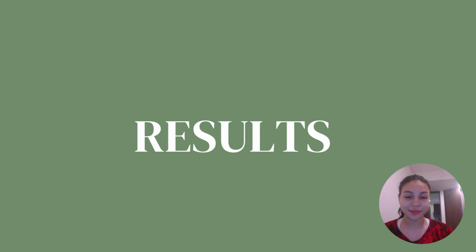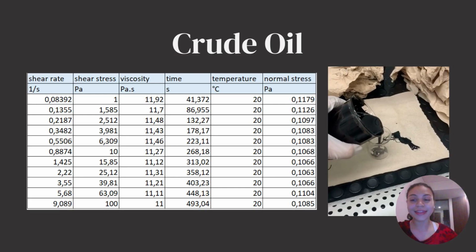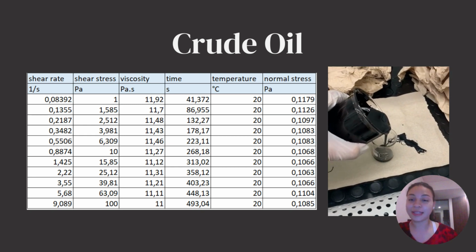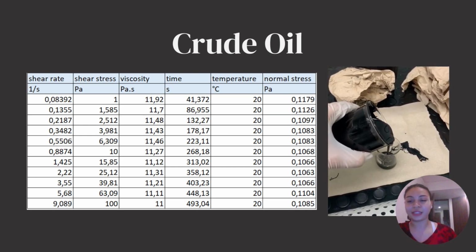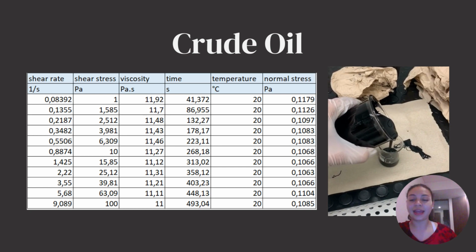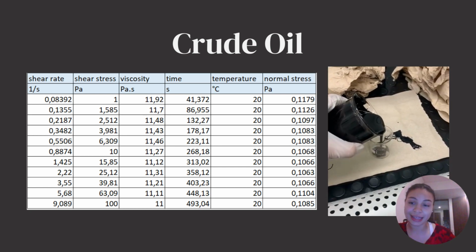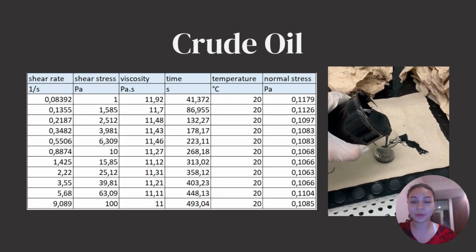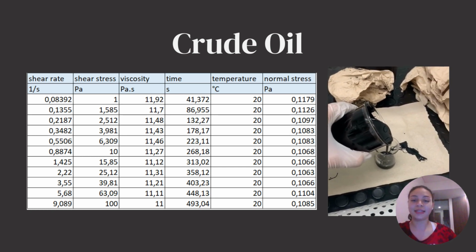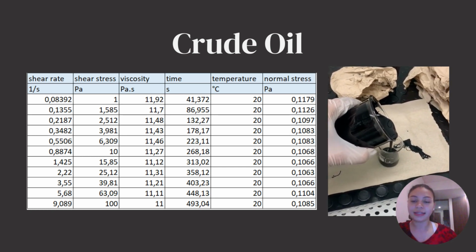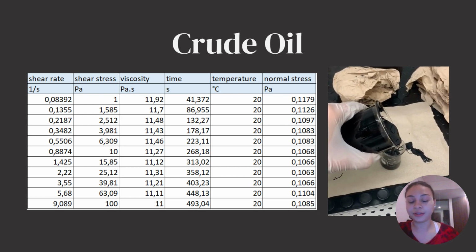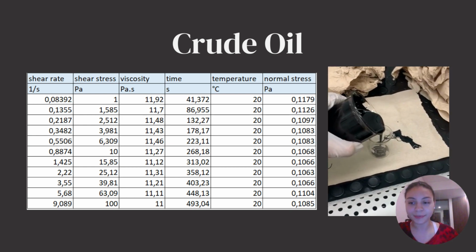With the procedure mentioned before, we obtained the following results. Thanks to the rheometer, we were able to obtain this table with the information about the crude oil sample. And the most interesting information is given by the shear rate, the shear stress, and the viscosity in pascals per second. Also, we can see on the right side of the screen the sample of crude oil before any additions.